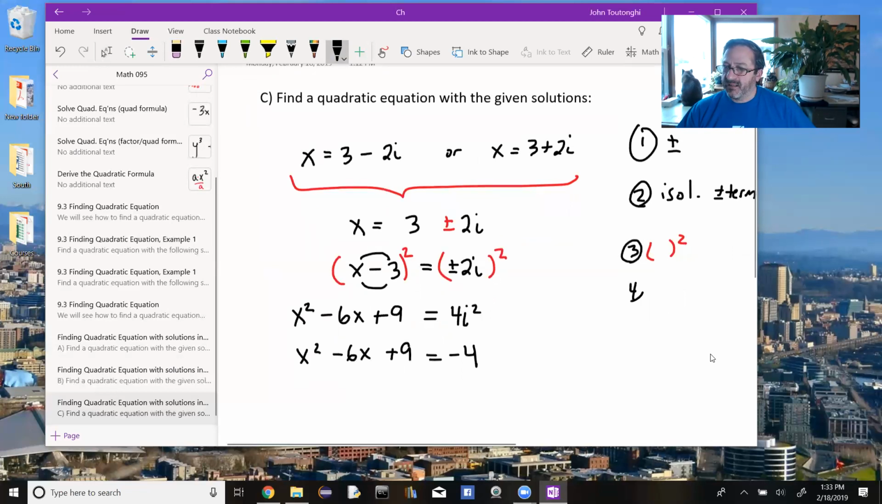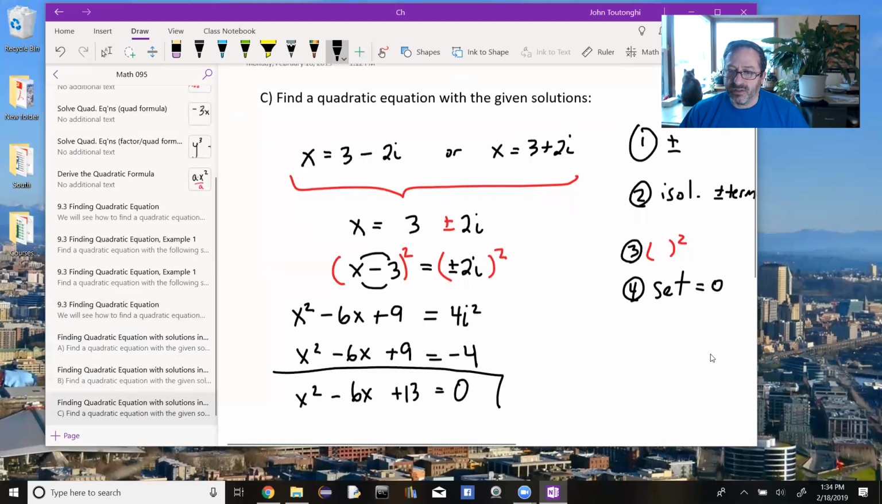There's a final step here, and that's to set it equal to 0. And we do that by adding 4 to both sides. So x squared minus 6x plus 13 equals 0 is a quadratic equation with these two complex solutions. And again, I could multiply this whole equation by 2 or by 10 or by 30. So there's actually infinitely many quadratic equations that have those two solutions. This is the simplest one, or the one that we can get the easiest. Okay, so that does it for that section.